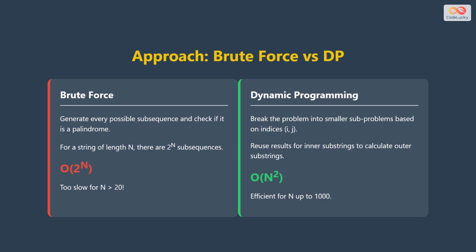Why can't we just find every subsequence? A string of length n has 2 to the power of n subsequences. This is exponential time complexity, or O(2^n), which is way too slow. Dynamic programming, on the other hand, solves this in quadratic time, or O(n^2).